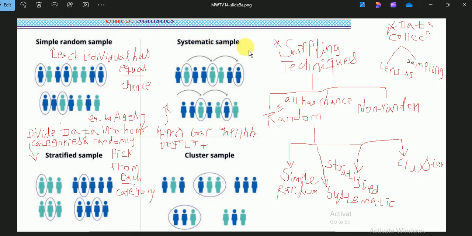In the case of systematic sampling, first we choose or we select one member randomly.